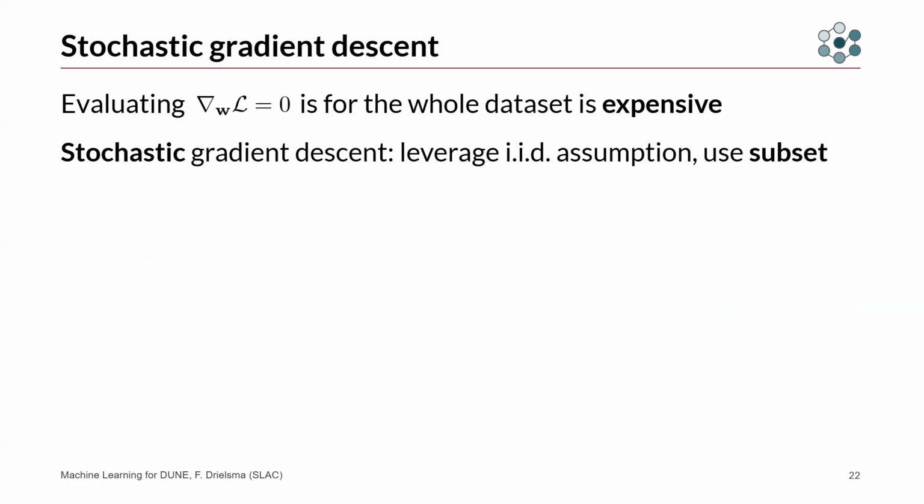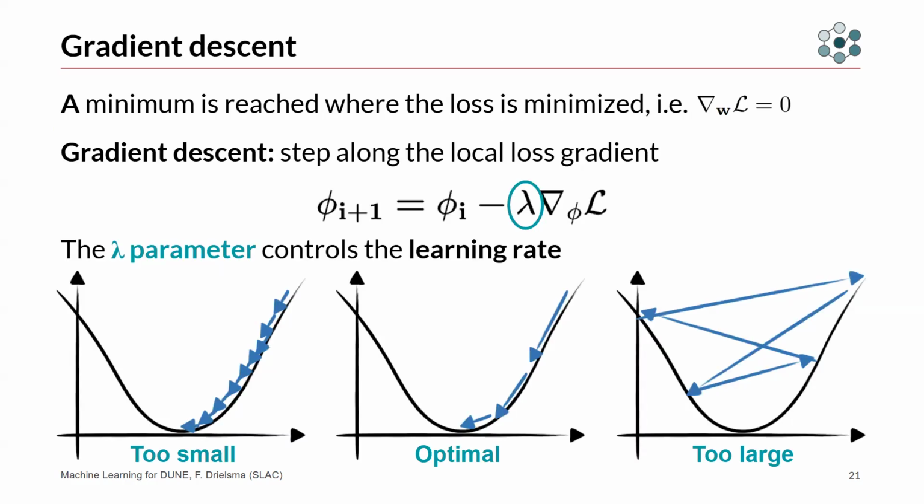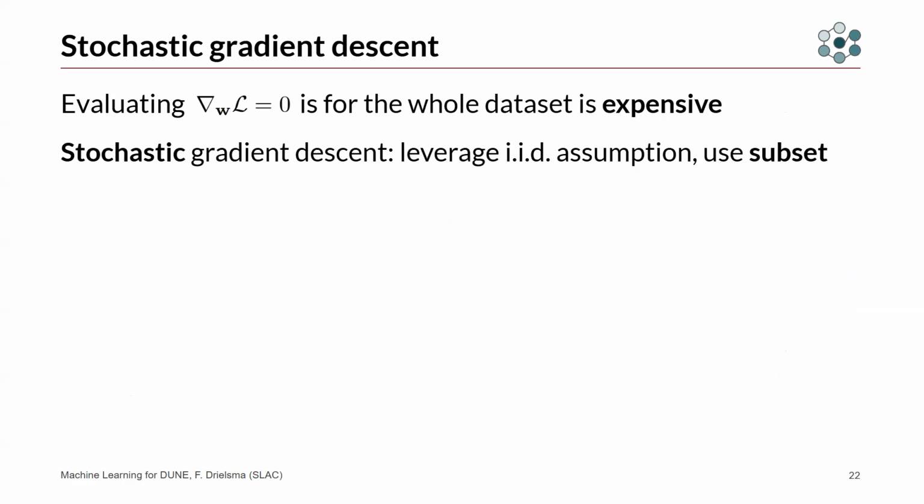Okay. I should mention that typically gradient descent is fairly expensive, right? Because you need to look at your entire data set and compute the gradient of the loss with respect to all the parameters for that entire data set. And so in practice, what we do is stochastic gradient descent.